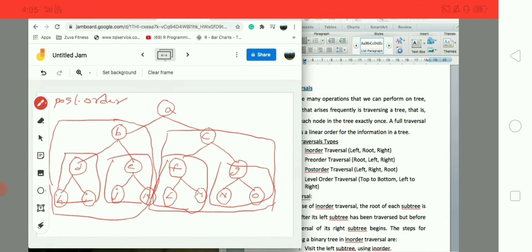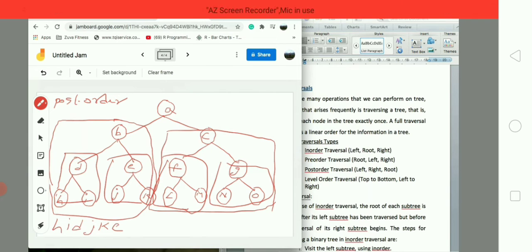So in post order, first it visits the left node. In this subtree D, H, I, the left node is H. After that it visits the right side, that means I. After that it visits the root node, that means D. So the left side is completed. Now it visits the right side, that means E, J, K. First it visits J because it is on the left side, after that K, after that E. So here we finished the left side nodes and right side nodes.